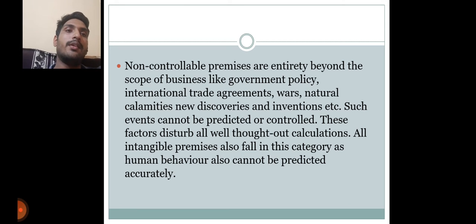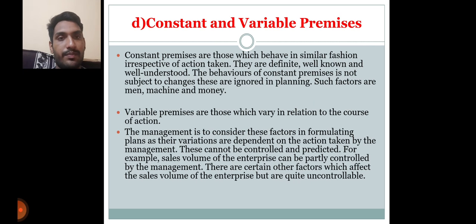Non-controllable premises are entirely beyond the scope of the business, like government policies, international trade agreements, wars, natural calamities, new discoveries and inventions, etc. Such events cannot be predicted or controlled. This factor disturbs all well thought-out calculations. All intangible premises also fall in this category as human behavior also cannot be predicted accurately.